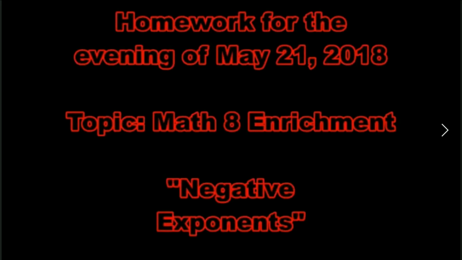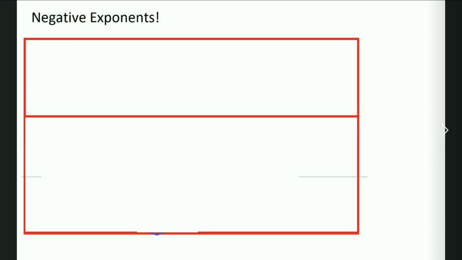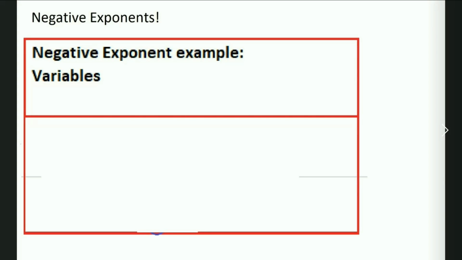We're looking at negative exponents. Let's get started. In our study of exponents and our introduction to what you'll be looking at in algebra, we're looking at our last topic, and that's negative exponents. So what do we do with a negative exponent? Well, here's an example. If we have a variable, it's simple, and it's pretty simple for constants and numbers too.